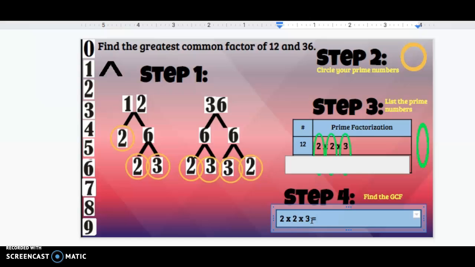And then all you're doing now is multiplying those out. So 2 times 2 is 4. 4 times 3 is 12. And that's how you find the GCF of 12 and 36.